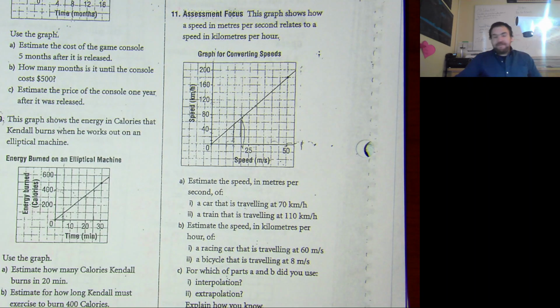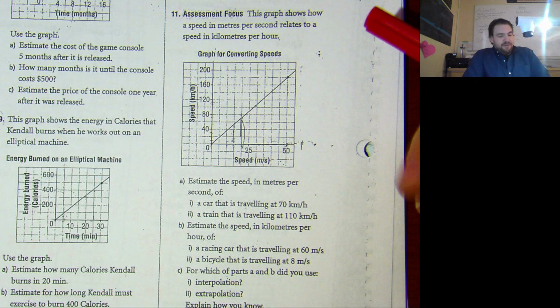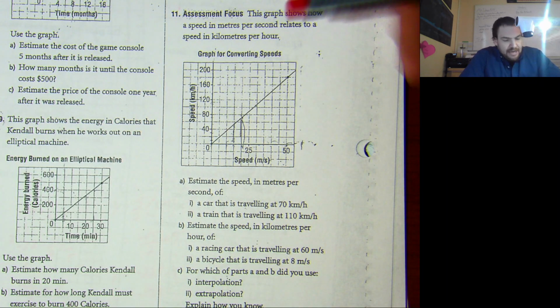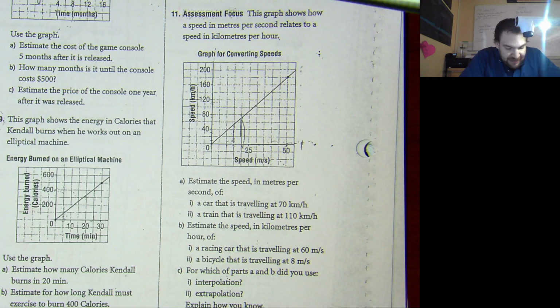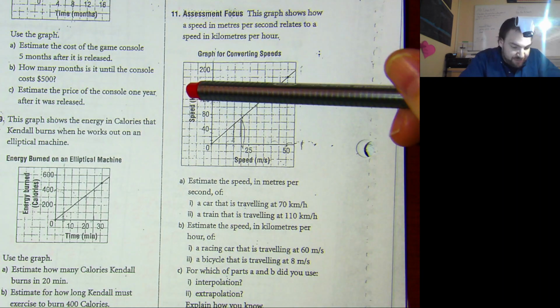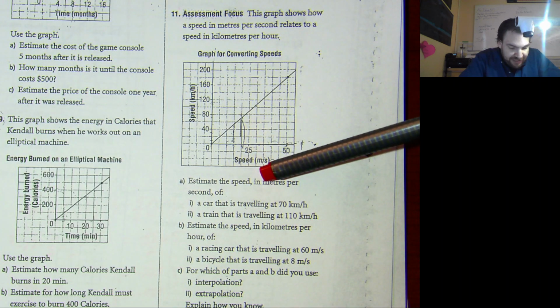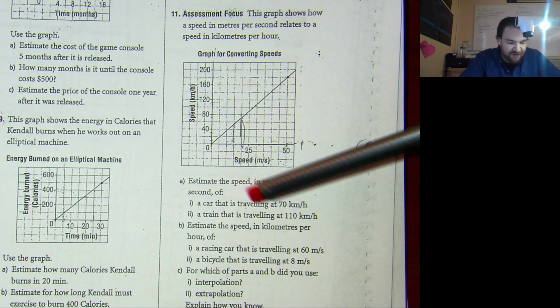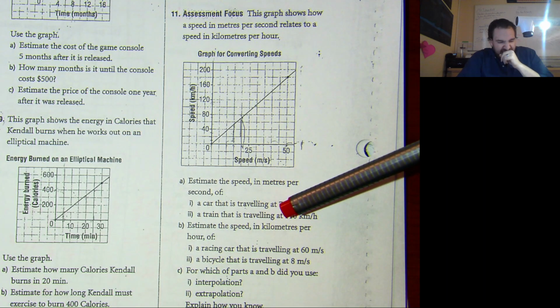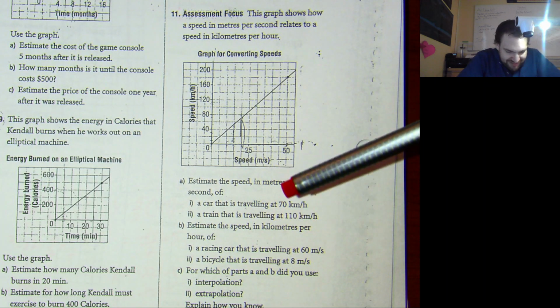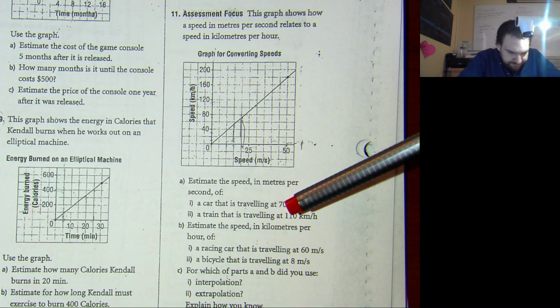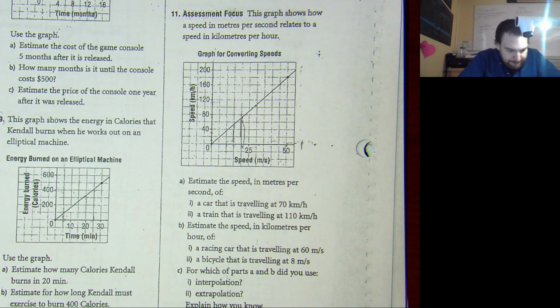Okay, so here's our graph. 11C, for which parts of A and B did you use interpolation or extrapolation? That's a great question. For part A, we're asked about a graph for converting speeds from kilometers per hour into meters per second. We want to estimate the speed in meters per second of a car that is traveling 70 kilometers per hour. So how are we going to do that?